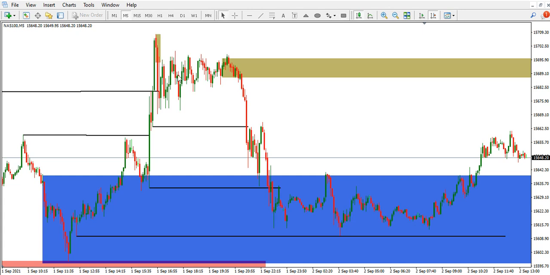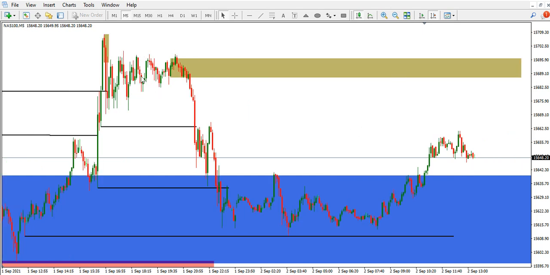Yeah, this candle here. And why this candle? Because it took out the previous daily high. So this is a stop hunt, and after the stop hunt, we expect price to go back to origin.